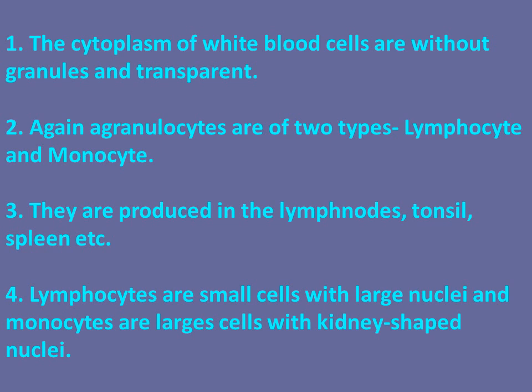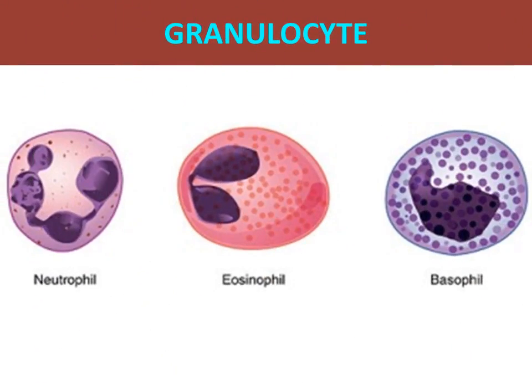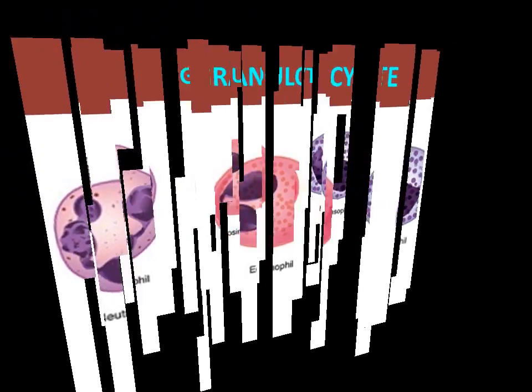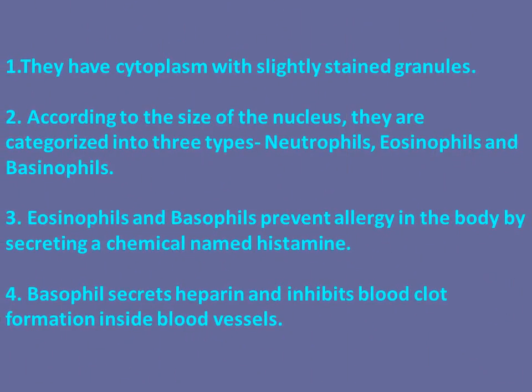They are produced in the lymph nodes, tonsil, spleen, etc. Lymphocytes are small cells with large nuclei, and monocytes are larger cells with kidney-shaped nuclei. Granulocytes are divided into 3 parts: neutrophil, eosinophil and basophil. They have cytoplasm with slightly stained granules.